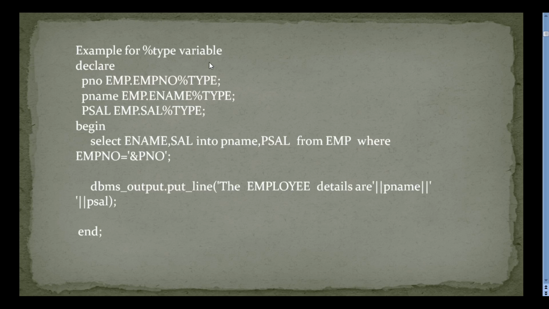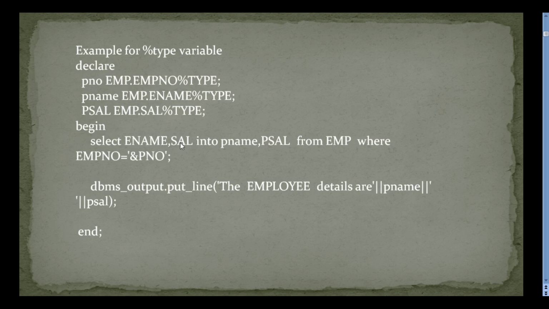What is the purpose of the %TYPE variable? The %TYPE variable creates a program variable with the database table column's specification. Here I created only three variables, PNO, PNAME, PSAL. These are program variables, for the database columns of the table EMP: employee number, ename and sal. In the begin section, I have to write a select statement.